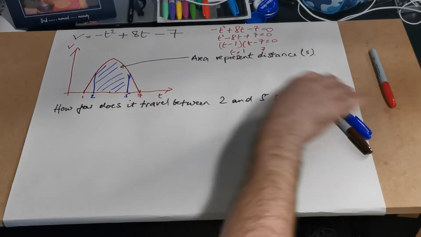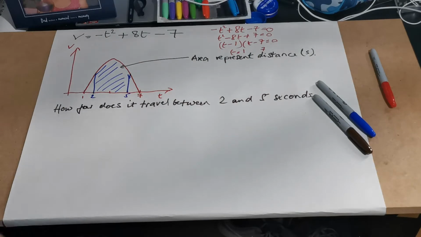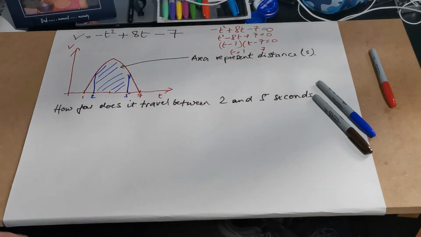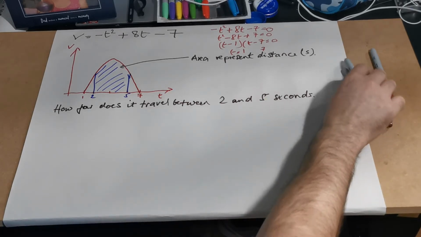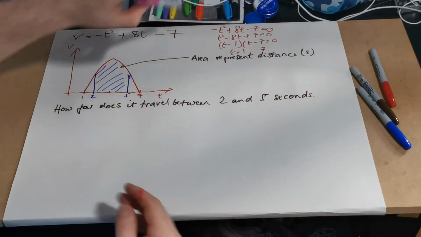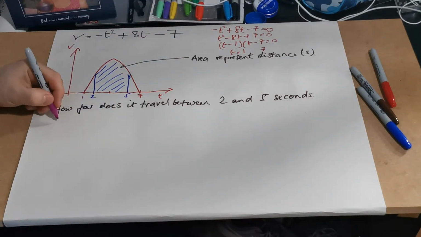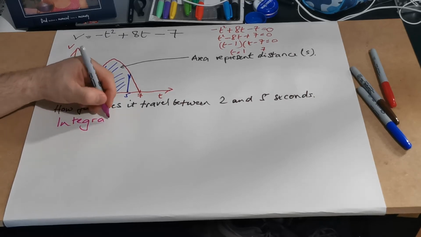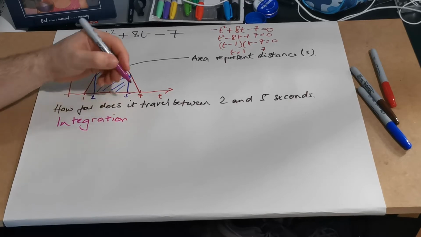So I'm looking at evaluating this area between these two values, and that's suddenly quite hard because this is a curve. And when we did it at GCSE, we looked at things like triangles, rectangles and trapezia, but when you've got a curve, finding the area is trickier. But we've got this new tool of integration, and integration helps us to find the area under a curve, as one of its many uses.